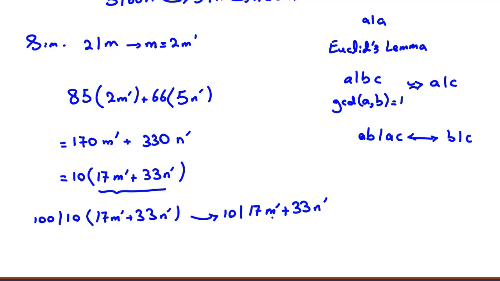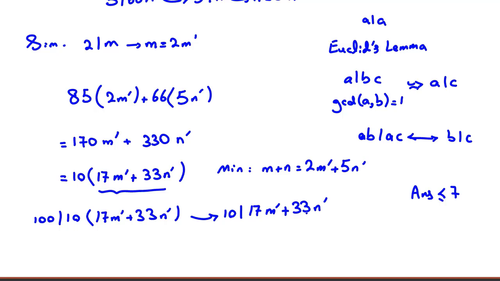So for the smallest possible case, we want M plus N minimal. Let's see. M plus N is what? M plus N is 2M prime plus 5N prime. We want that this one be minimum. So if both of them are 1, it will be okay. So for 7, our answer is 7 or better than that. Now, when both of them are 1, we reach 7.